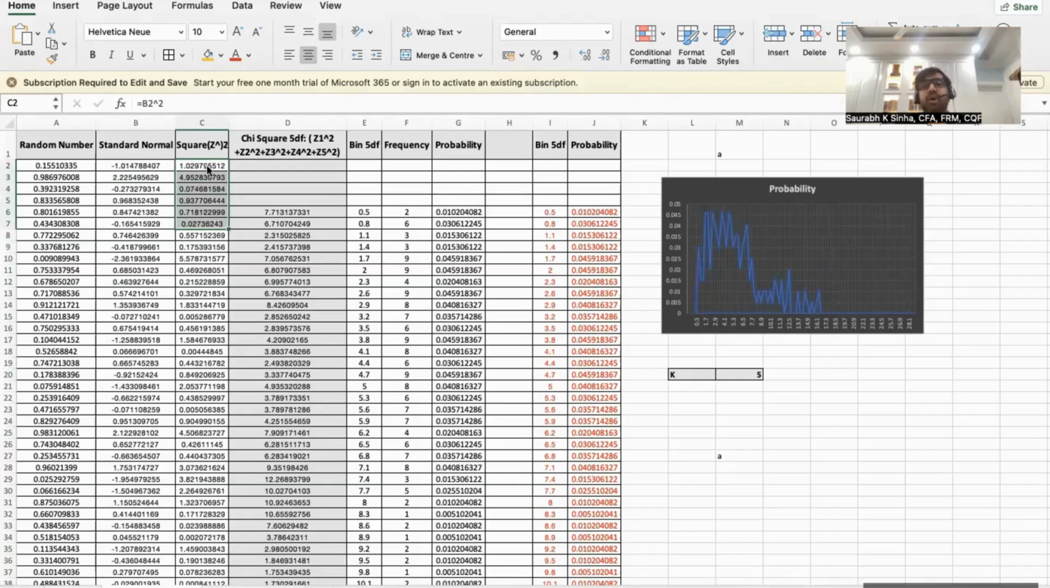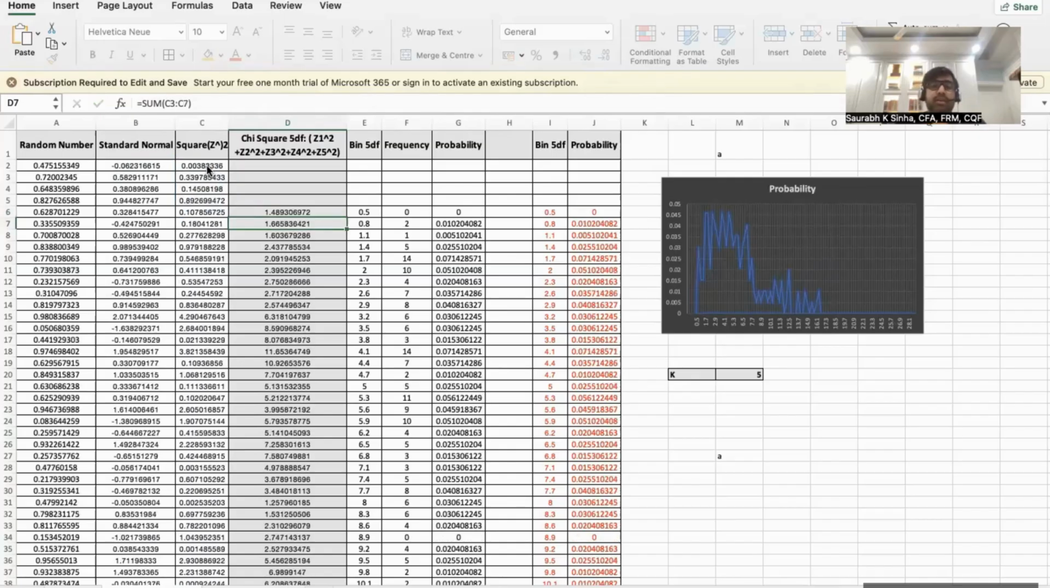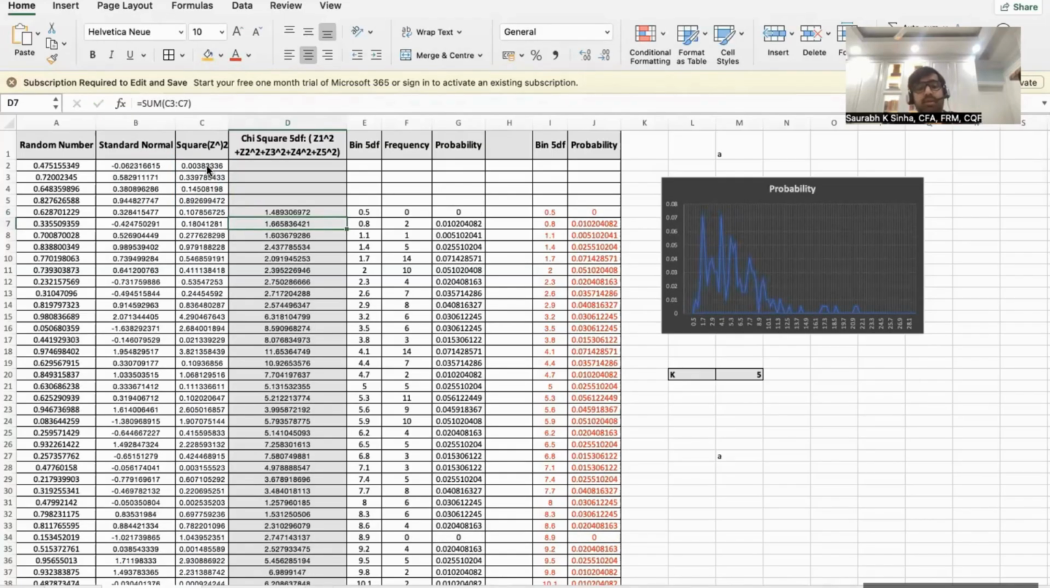How many values? How many z squares do I have to sum? Is it 1? Is it 2? Is it 3? Is it 4? Is it 5? For the time being, I'm summing up 5 z square values, the sum of squares of a standard normal data set. 5. Not 6, not 4, not 3. See this number? This number is generated by summing C3 till C7.